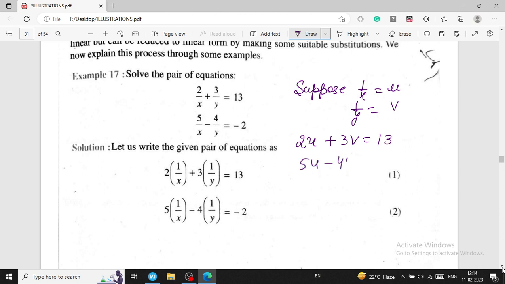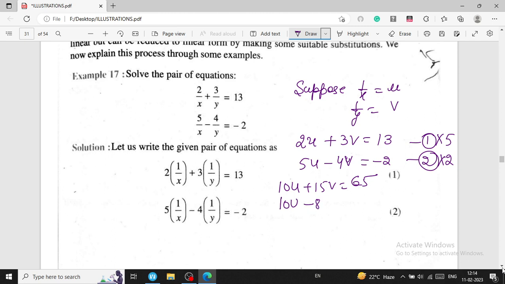5u minus 4v is equal to minus 2. Now you can use any type of method, either substitution or elimination. I am using the elimination method here. First equation multiply by 5, second equation multiply by 2. 10u plus 15v is equal to 13 times 5, which is 65. 10u minus 8v is equal to minus 4. This is your third equation and fourth equation.